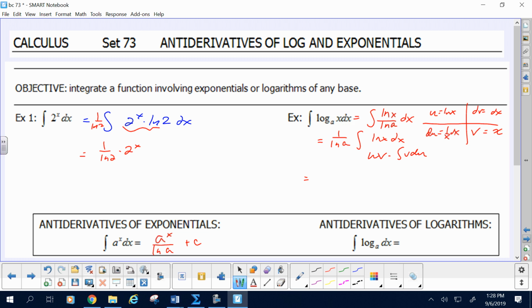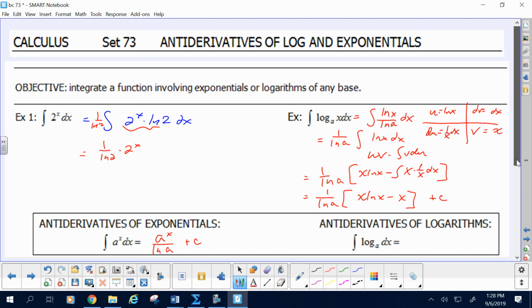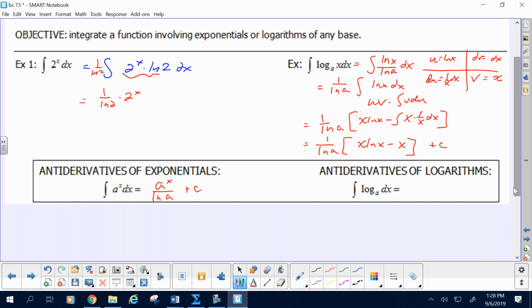So this becomes 1 over natural log of a times the quantity uv, so that's x natural log of x, minus the antiderivative of v du. v du is x times 1 over x dx. When I divide out the x's, I'm integrating just a plain old 1. What do I get when I integrate 1? x. So the antiderivative is 1 over natural log of a out front of x natural log of x minus x plus c. And so generally speaking, that is exactly what you get here.